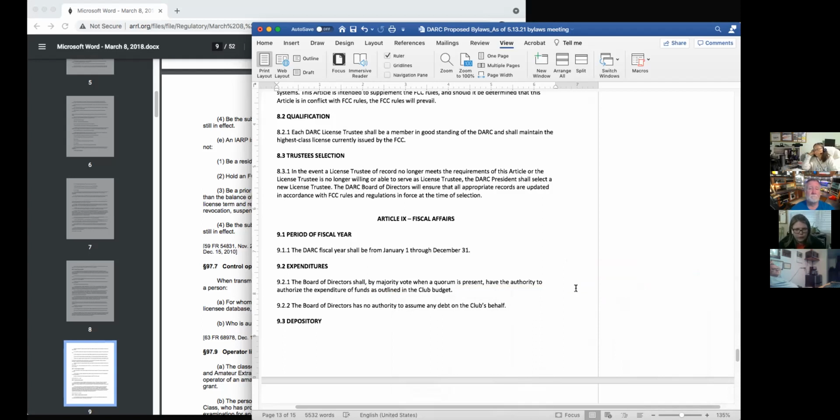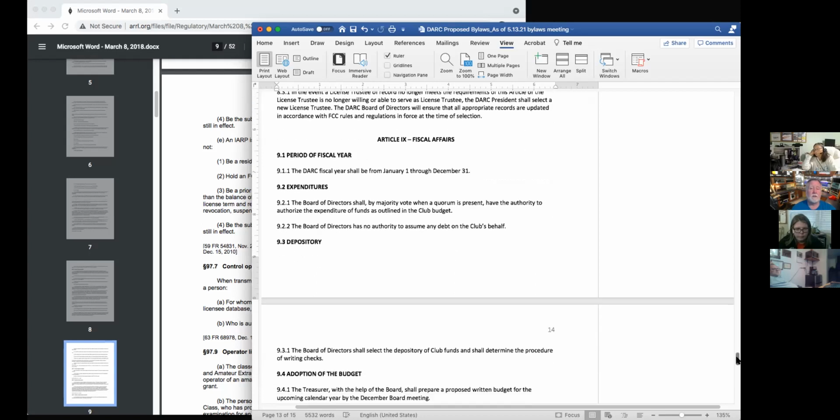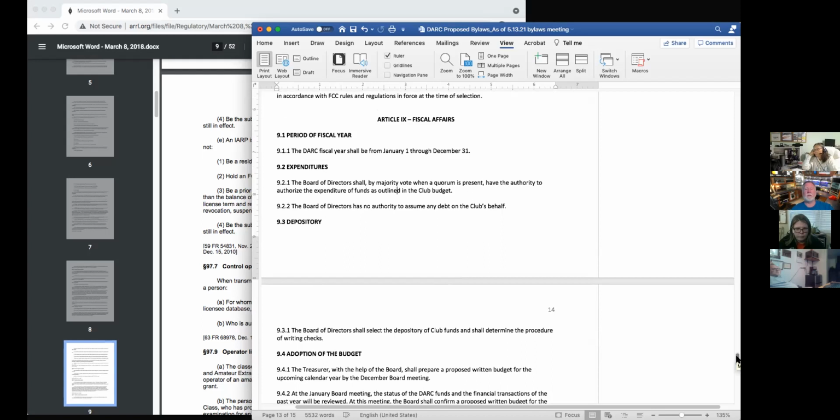9.2.1, the board of directors shall, by majority vote when a quorum is present, have the authority to authorize the expenditure of funds as outlined in the club budget. Okay. That's fine. Because the way I see it, the budget is what we plan, and when we approve to spend it through the budget, then that's what we're doing in that section there. See what I'm saying? Yep.